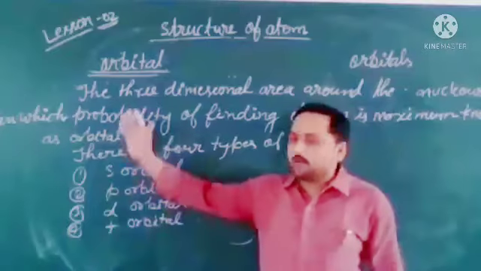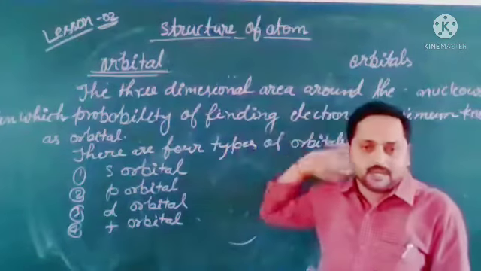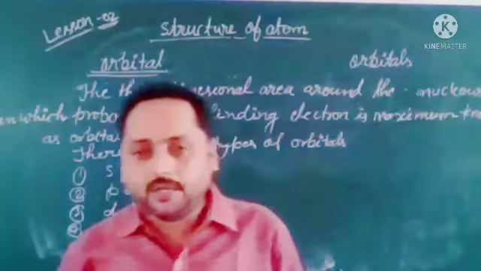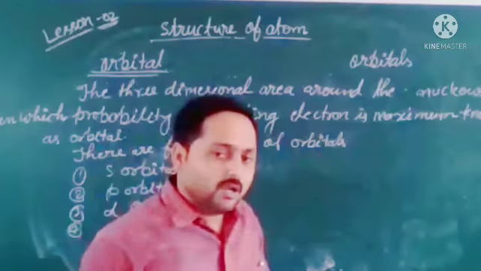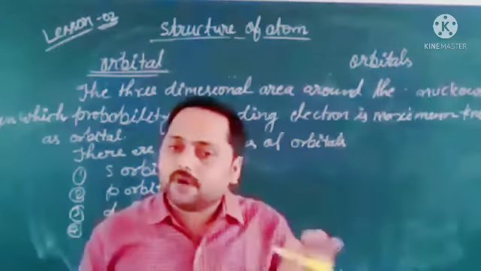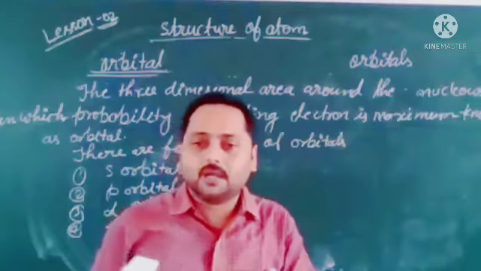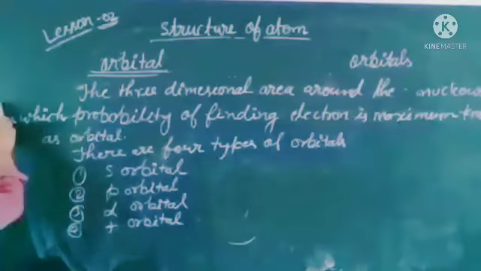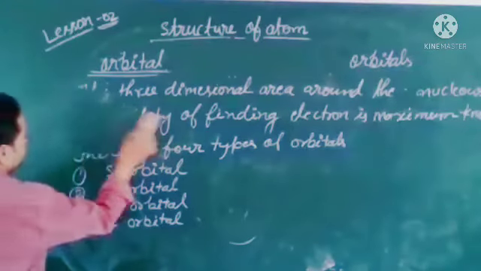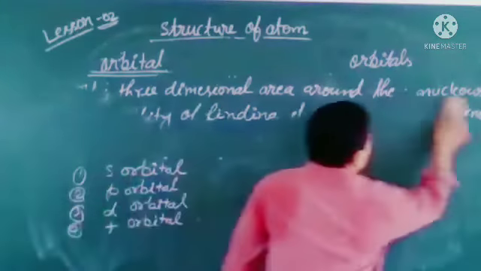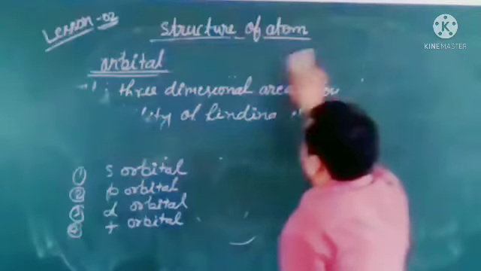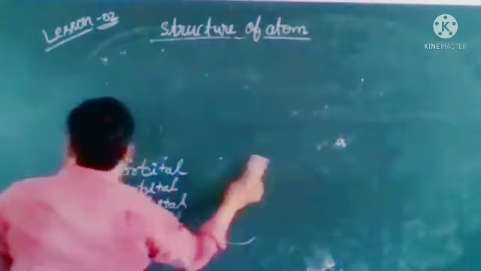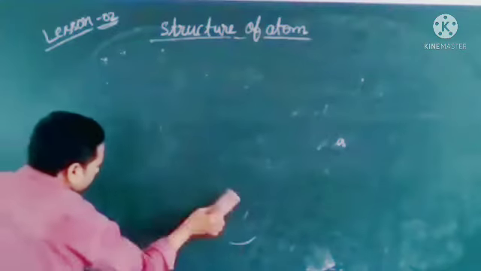So one more time, the three-dimensional area around the nucleus where the probability of finding an electron is maximum is known as an orbital. There are four types of orbital: s orbital, p orbital, d orbital, and f orbital. In detail we will discuss each orbital. So let us write, first orbital is the s orbital.